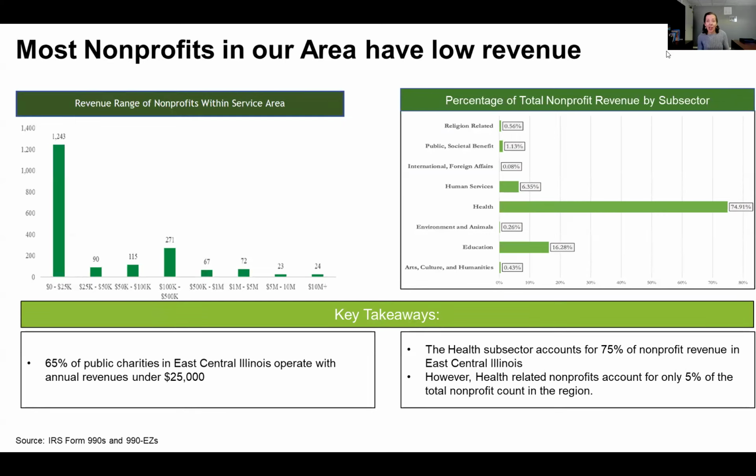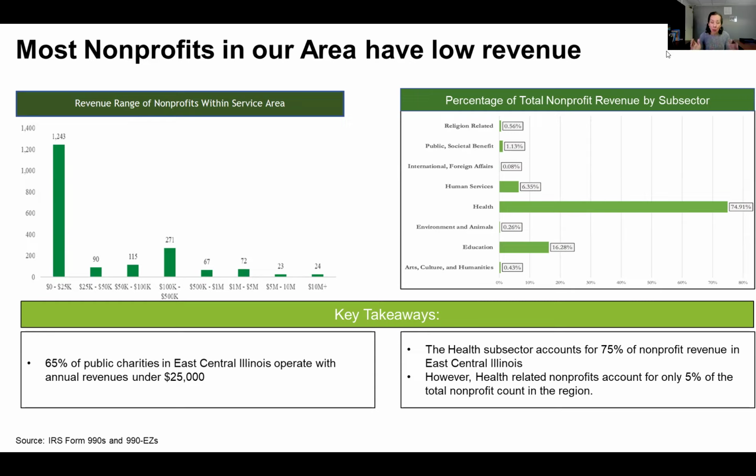On the other hand, what's interesting is that healthcare organizations, even though they comprise just 5% of the total count of nonprofits, make up 75% of the nonprofit revenue in our service area. So these are generally large healthcare institutions that provide services in East Central Illinois.